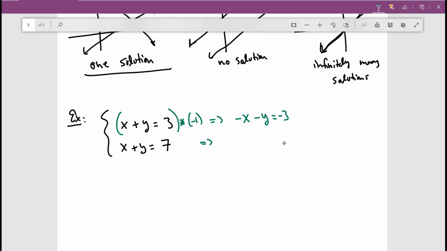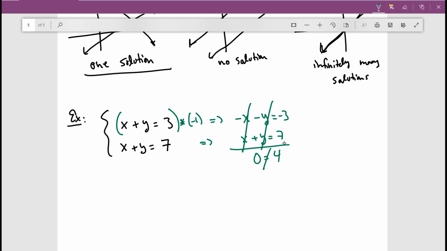This one, nothing happens to it. x plus y equals 7. So notice my x's are going to cancel out, but also my y's cancel out. So I'm left with a 0. Then -3 plus 7 is just going to give me a +4. Notice, 0 equals 4?